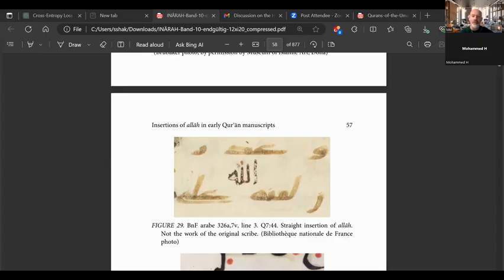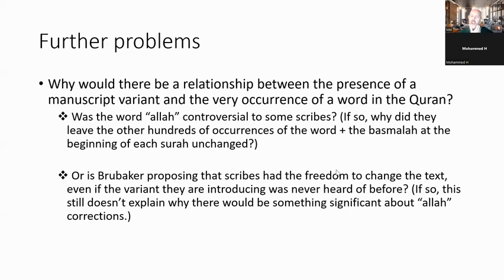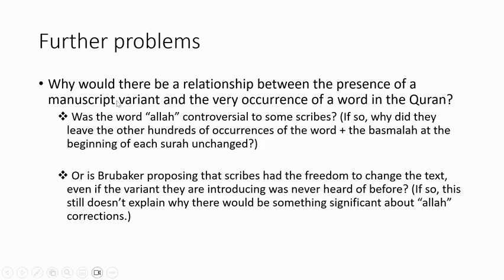Why should we assume that there's a relationship here? Yeah. Why should we assume that there's going to be a correlation between manuscript variants, between editorial changes, for example, and the very word Allah? Why should we assume that there's a relationship there? This is something Brubaker doesn't address.